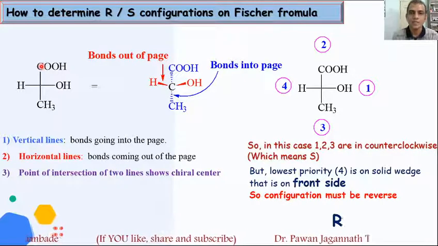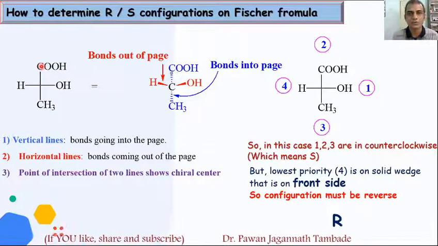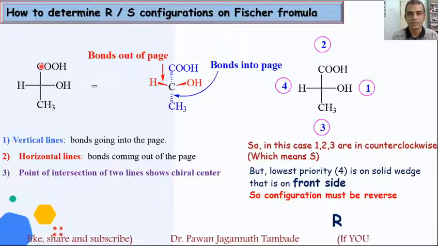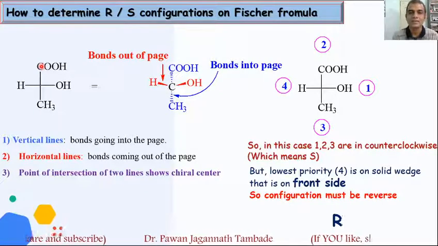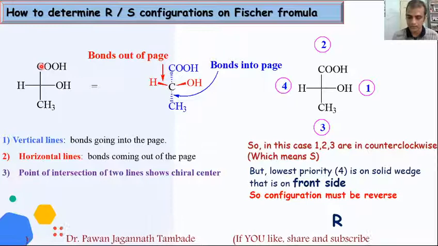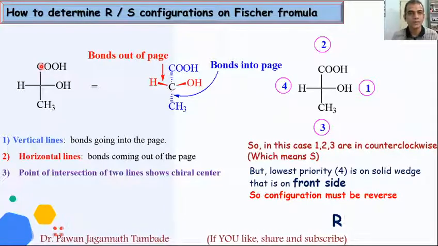Another way to do this is we can do swapping in the Fischer projection formula, and then we can determine the R and S configuration. But I guess this is one of the simplest methods to find out R and S configuration in the case of Fischer projection formula. Now we will go through some examples.